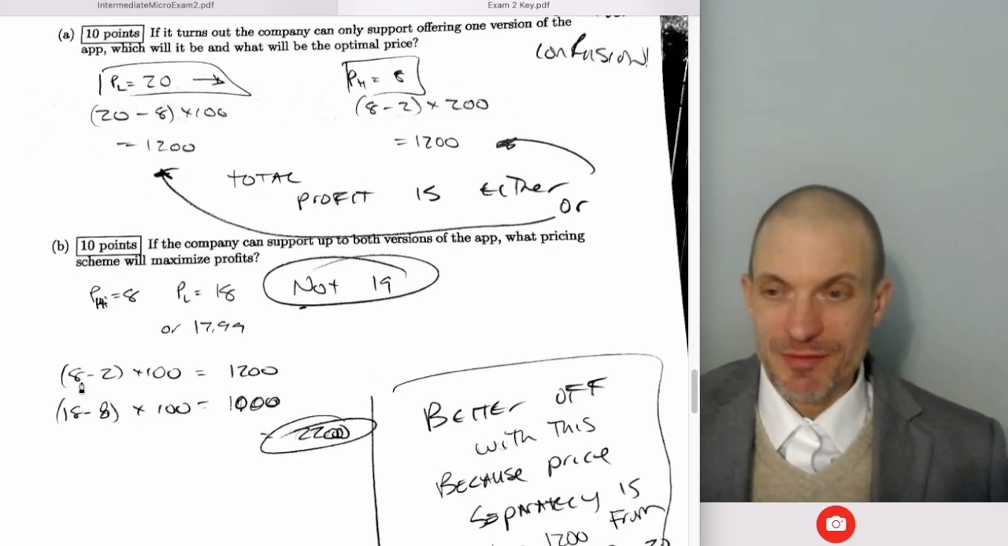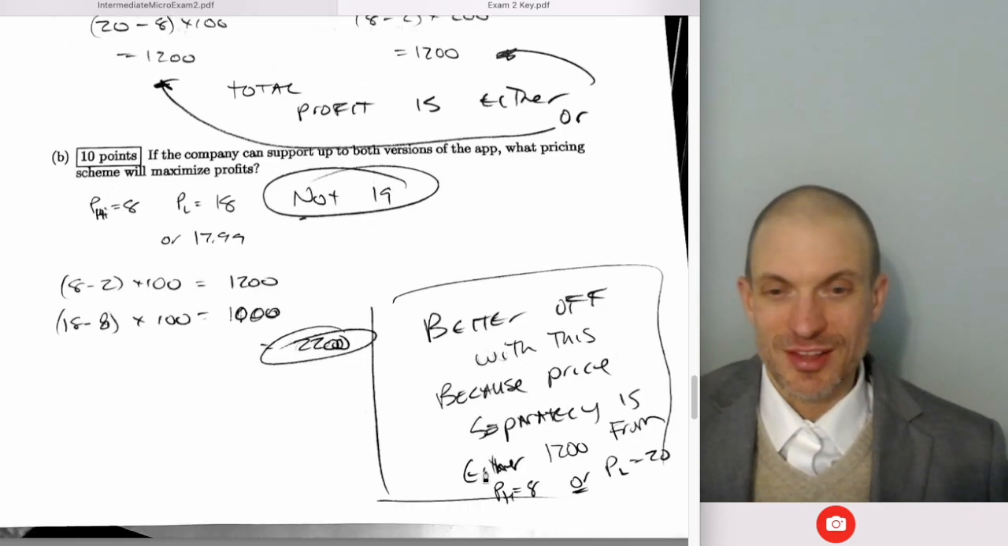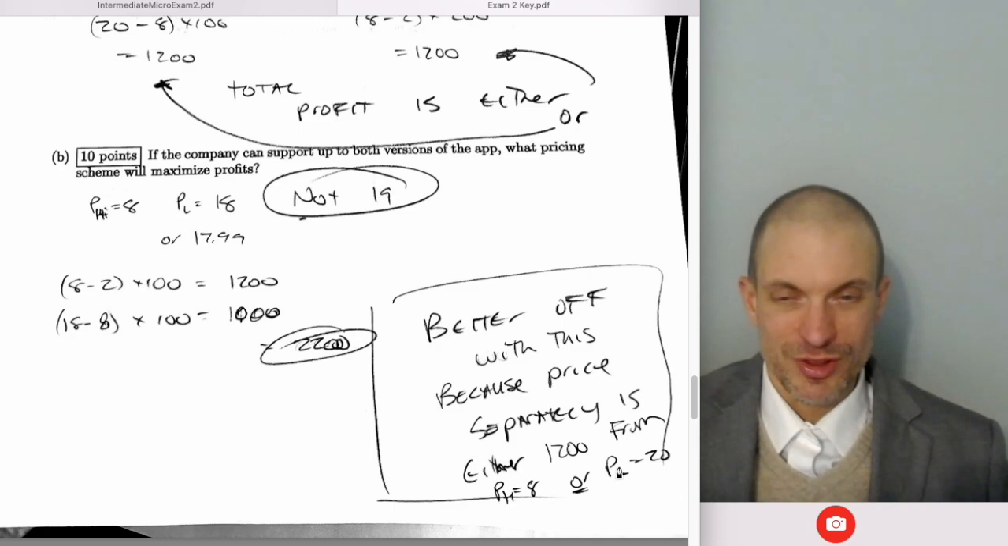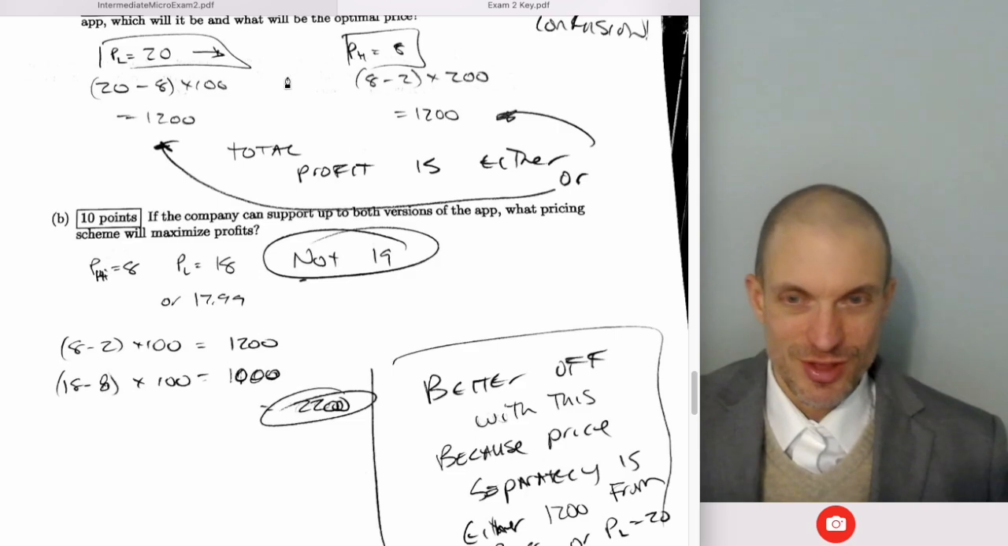If I calculate my profits, it's going to be 8 minus 2 times 100 people buying is 1200, plus 18 minus 8 is 10 times 100 is 1000. So my total profits are going to be 2200. We're better off with this because pricing separately is either $1,200 from selling only this one or only this one, right? You might have seen this and said, oh, 1200 plus 1200 is 2400, so it's better to do this.